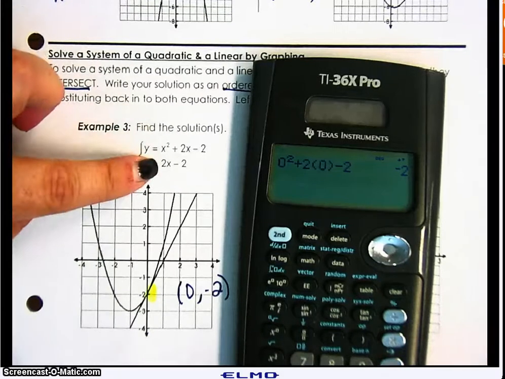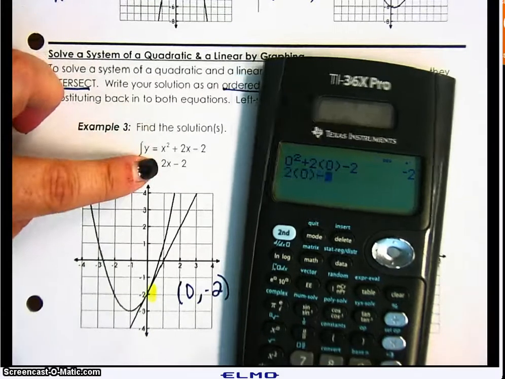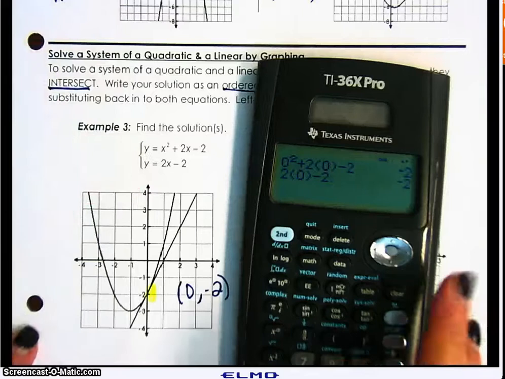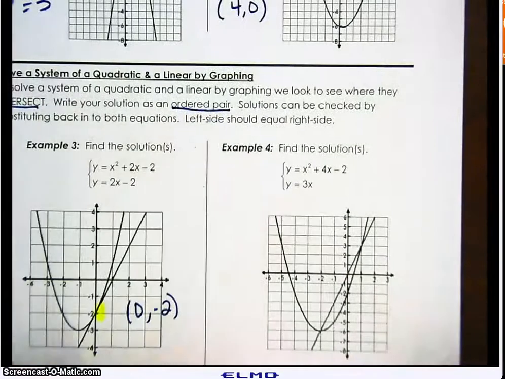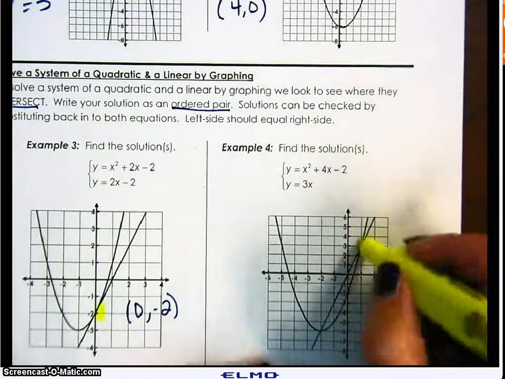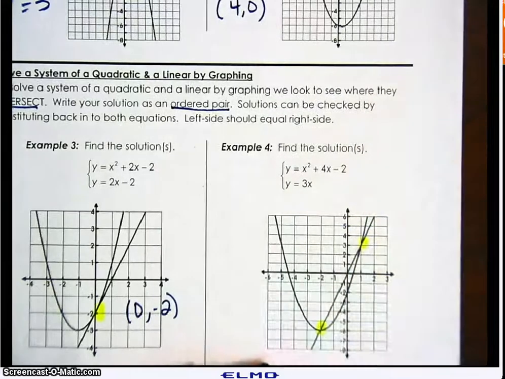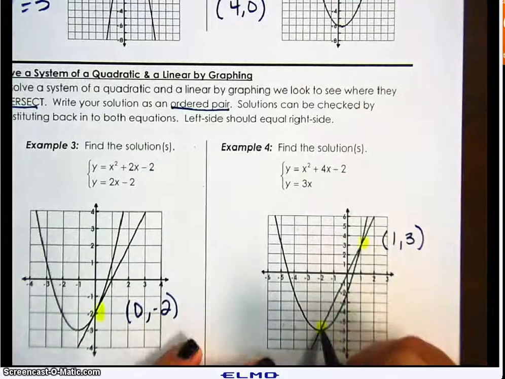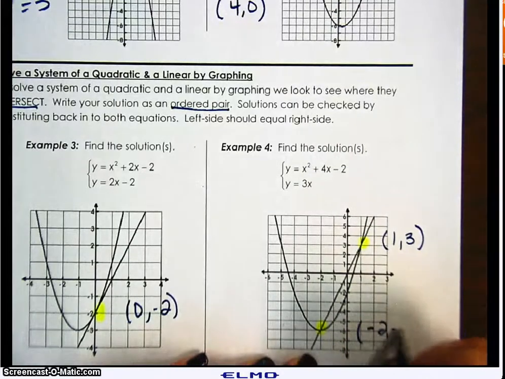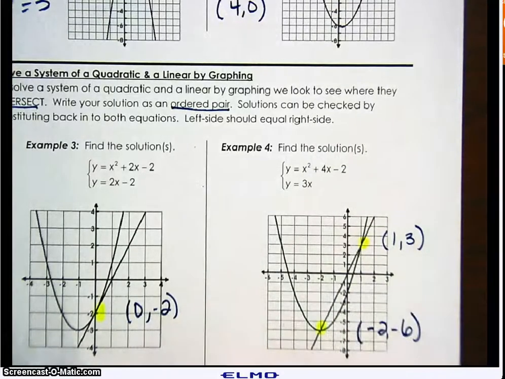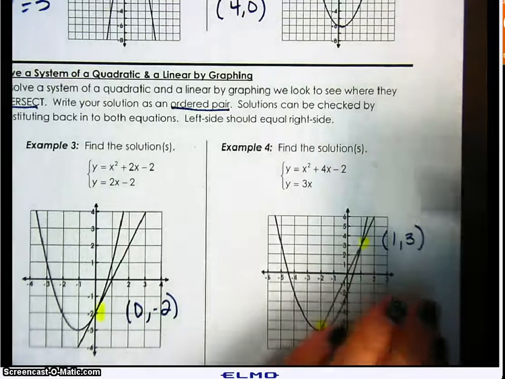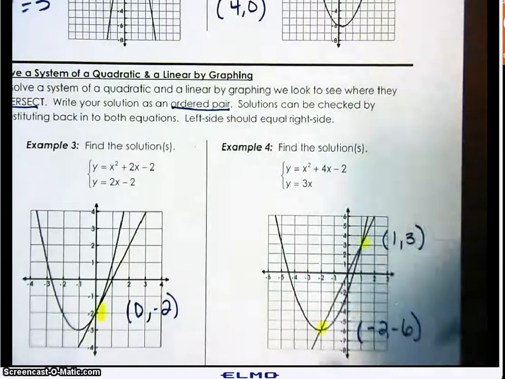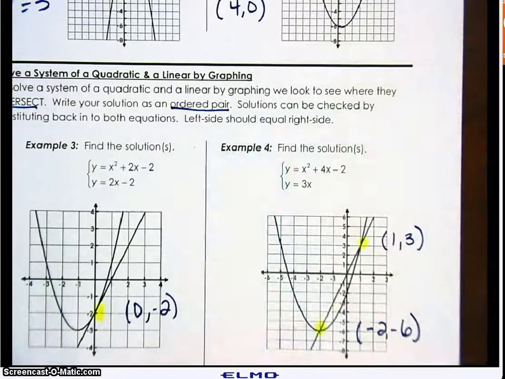Now I'm going to check it here. 2 times 0, take away 2, and I get -2. So it checked in both equations. Find the solution of the quadratic and the linear. Up here I have 1, 3, and down here I have -2, -6. And again, I could check my solutions by plugging them back into both equations, one at a time. So 1, 3 would check, and then -2, -6 would get checked.